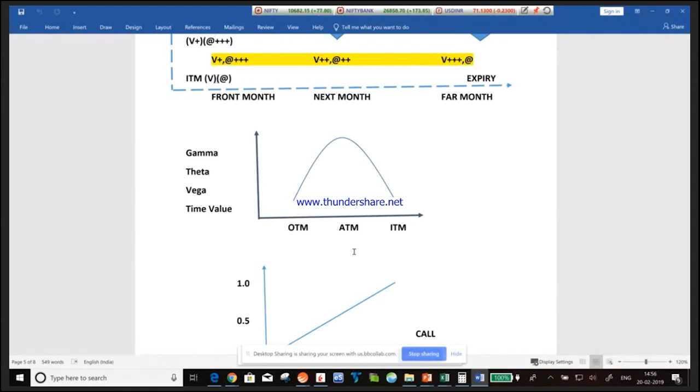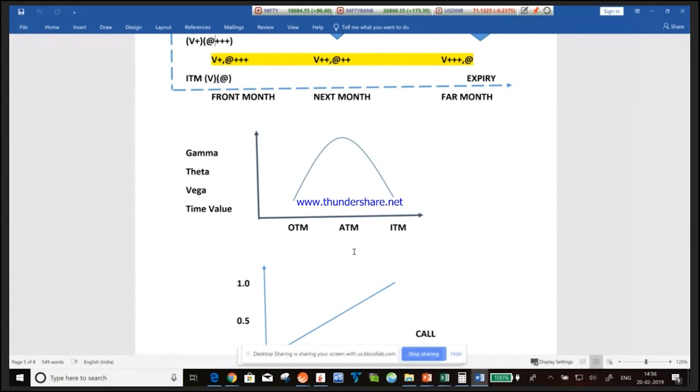All right. So question to you guys. Where is Vega highest in terms of expiry? Far. Where is Vega highest in terms of moneyness? Perfect. Where is theta highest with respect to expiry?